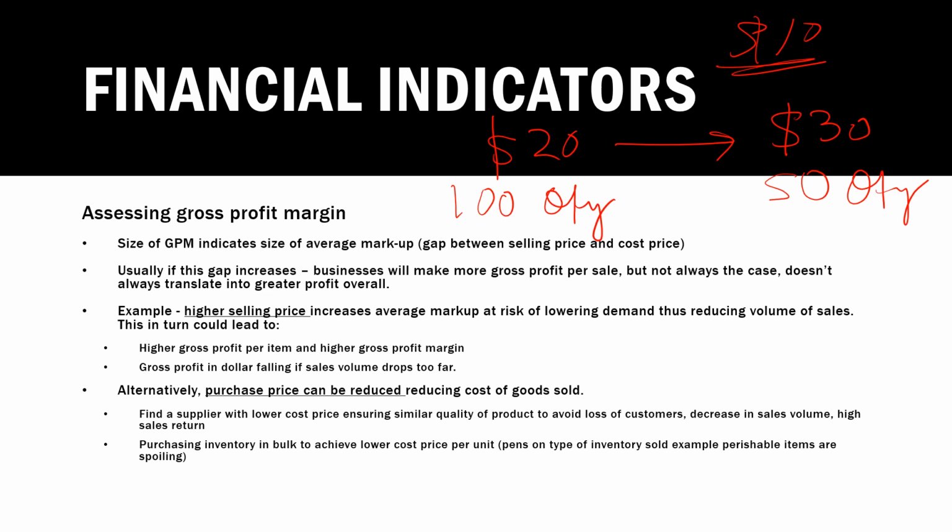Alternatively, your purchase price can be reduced, and as a result, that can result in cost of goods sold being decreased. So you can say, all right, I'm not going to change my selling price, but I want to still see changes in my gross profit margin. And what else can I do to ensure that happens? You can perhaps purchase from a supplier that supplies goods at a cheaper cost. So, a lower cost price.